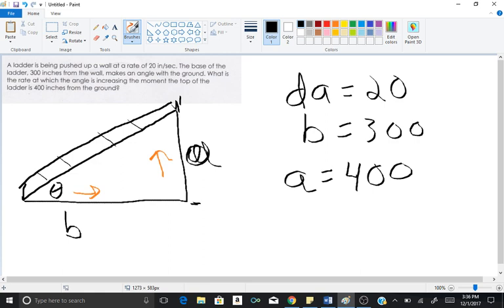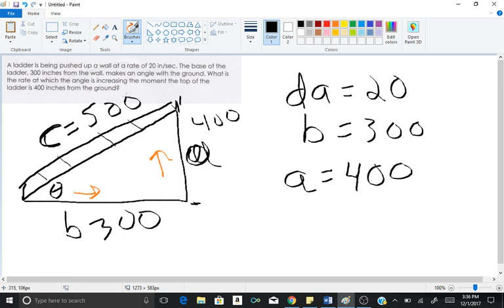C, which is the ladder here. We don't know, it doesn't give us the length of C, but it does tell us that A is 400 and that B is 300. And if you look at that, it's a 3, 4, 5 triangle. So we can use Pythagorean theorem to find that C is 500. C equals 500. And we also know that C is a ladder, okay?